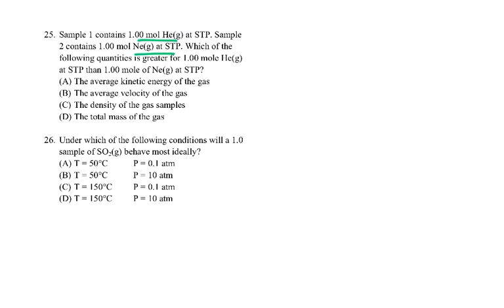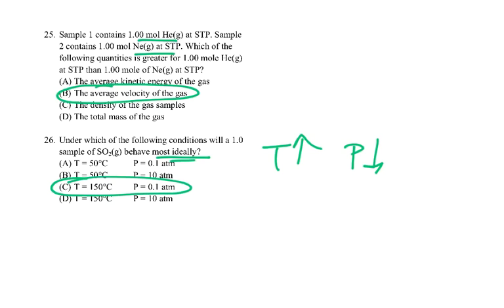The sample contains a mole of helium and a mole of neon. Which is going to be greater for helium? Helium is a lighter gas, it's less mass, so it's going to be faster. And the last thing here is which conditions will something act most ideally? Most ideally we want high temperature and we want low pressure. High temperature and low pressure. That looks like answer C, and that's it.